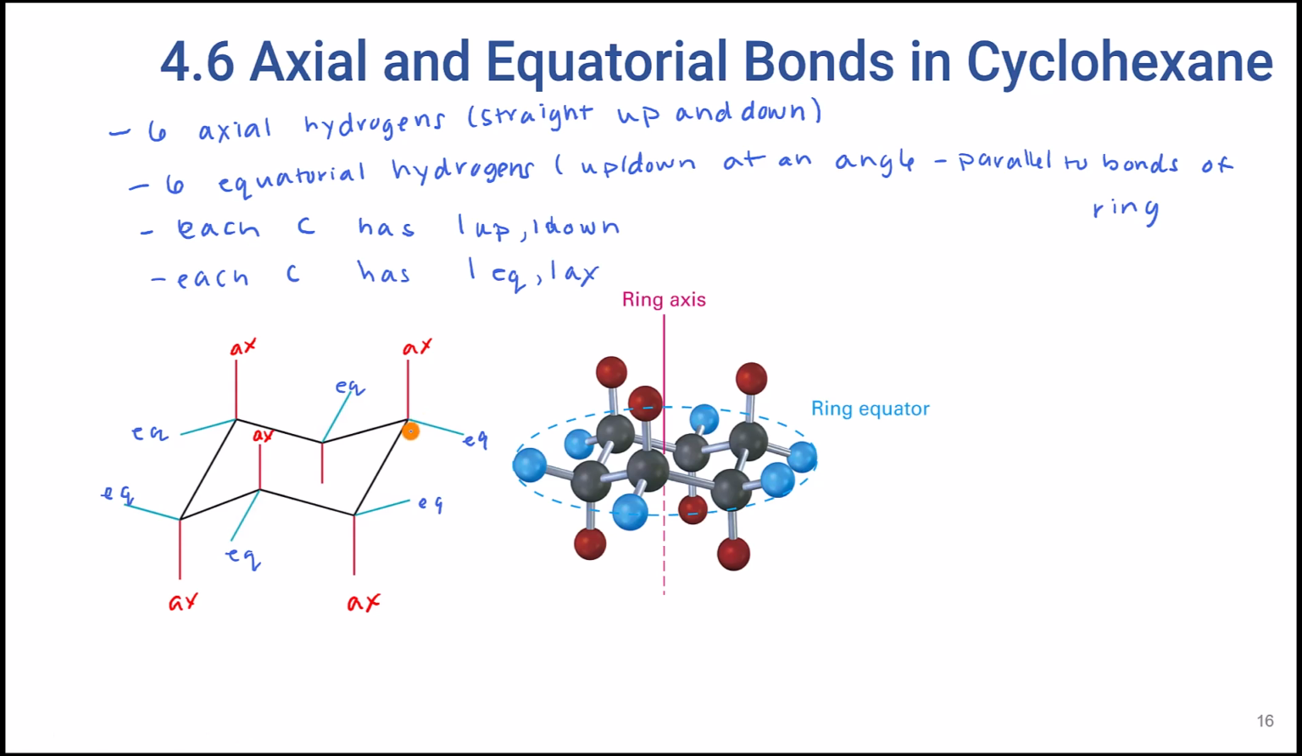So on this first carbon here, there's an axial up and an equatorial that's pointing down. That hydrogen goes out at an angle down to the side. On the next carbon here, this one has one equatorial up and the other one is axial down. So that rotates every other carbon. This one's axial up. This one is equatorial down. This one is equatorial up, axial down. The next one is axial up, equatorial down, and it keeps rotating back and forth on every carbon.